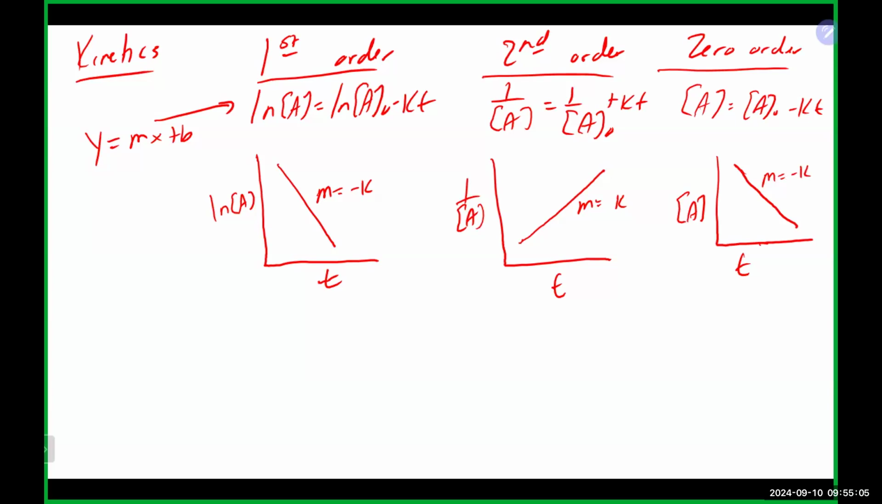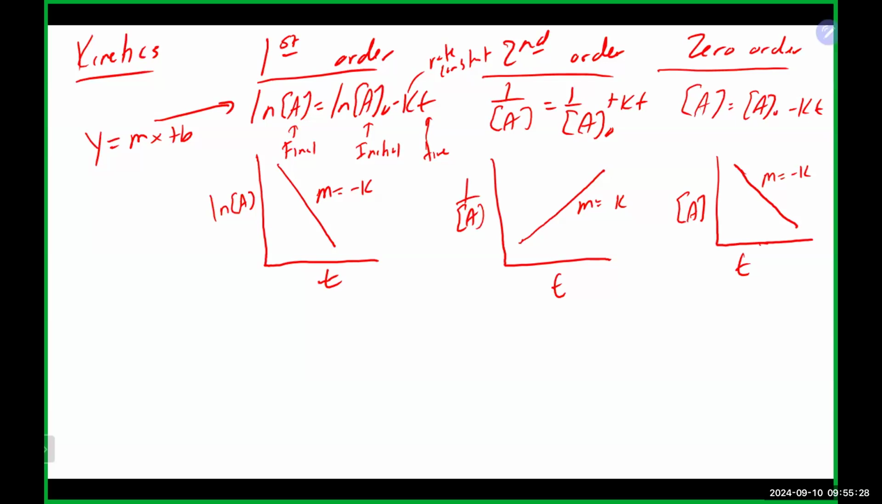Remember that in this case, this is your final concentration, that's your initial concentration, that is your rate constant, and t here is time. So these are the equations that we use to figure out, as time changes, how concentration will change accordingly.